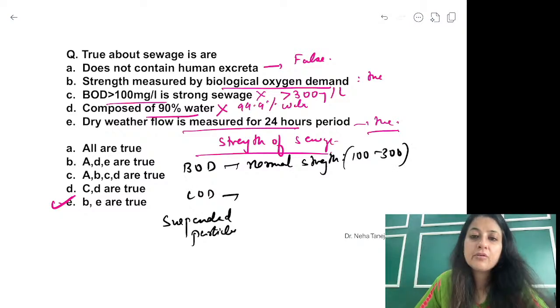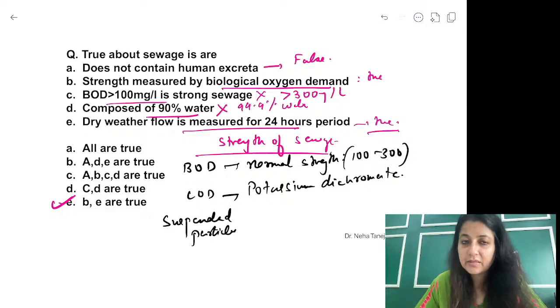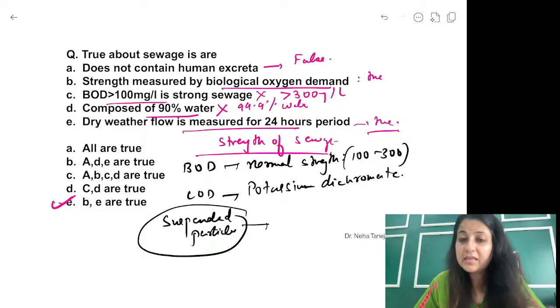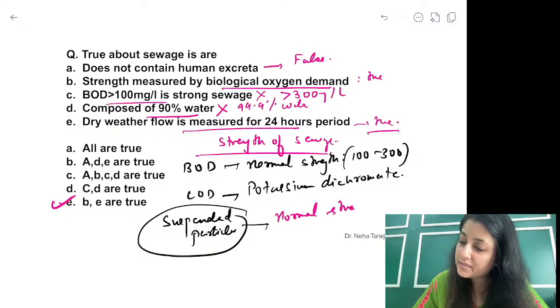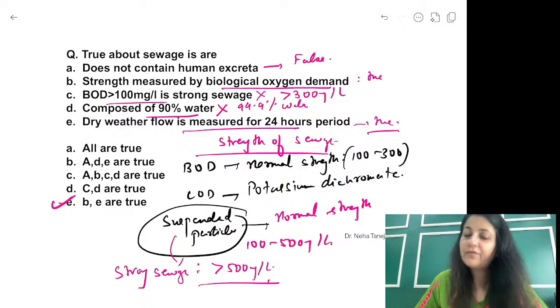In COD, we use a chemical. What is the chemical that we use? Potassium dichromate. We use this chemical to assess the strength of sewage. Suspended particles are supposed to be more in number. For suspended particles, it's very commonly asked. Normal strength is 100 to 500. But when will you call it strong sewage? When suspended particles are more than 500.